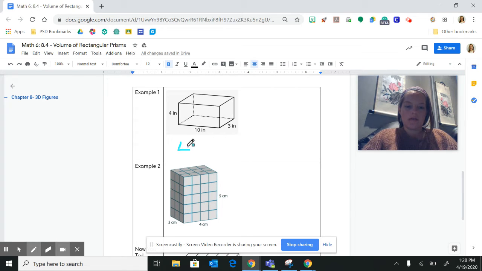So we would multiply 4 times 10 times 3, and I know that these are labeled in inches. So I know 4 times 10 is 40. Then I'm going to multiply 40 times 3, and 40 times 3 is going to give me 120.